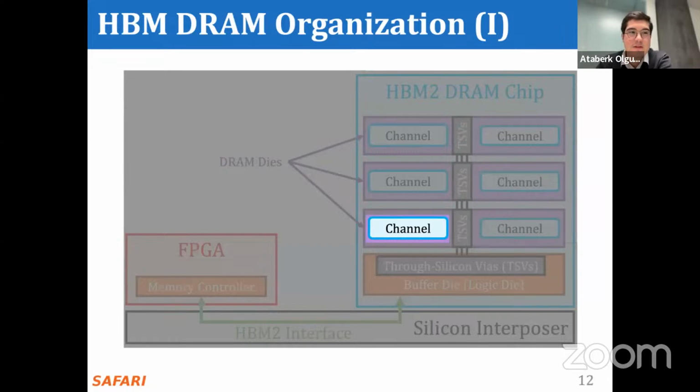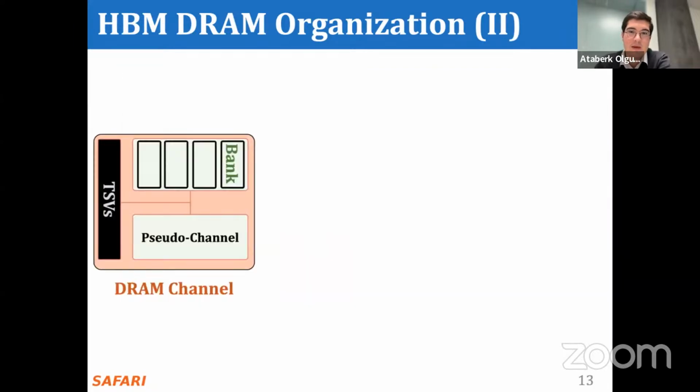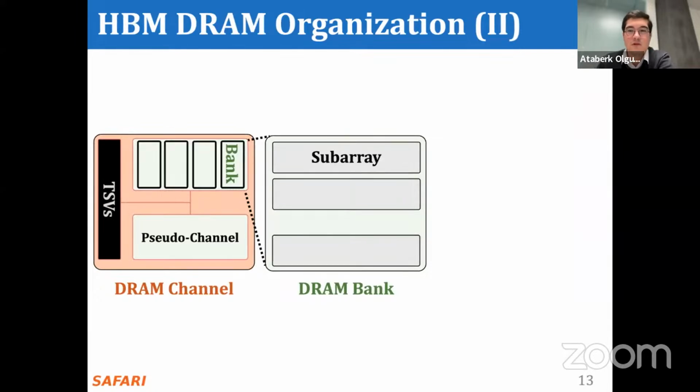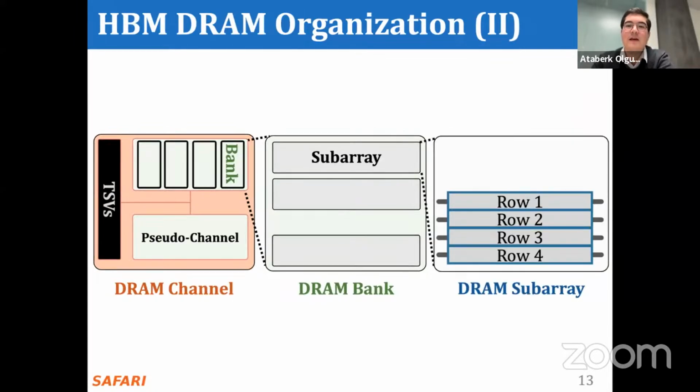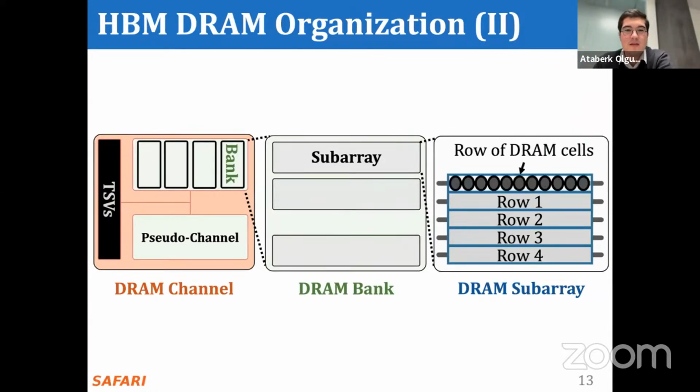Now let's look at what's inside a DRAM channel. And this is something you have seen in the past meeting. An HBM DRAM channel contains multiple pseudo channels, and each pseudo channel contains multiple banks. Each bank contains multiple subarrays, and subarrays have many rows. And inside a row, you will have many DRAM cells.